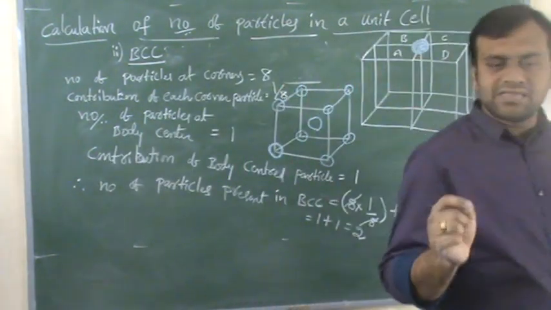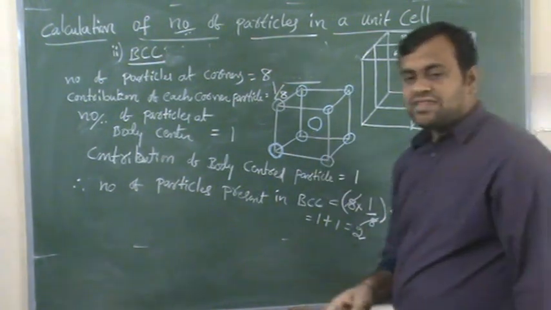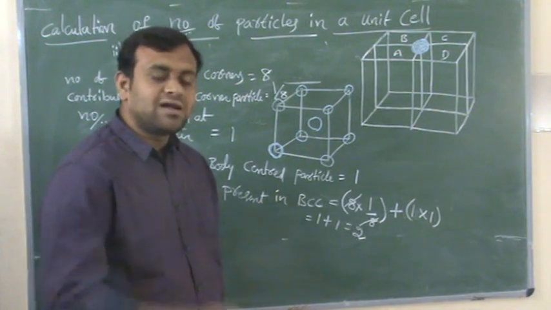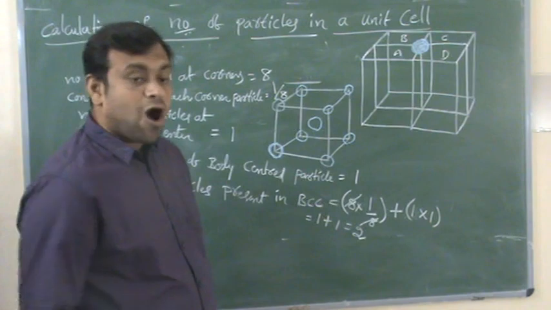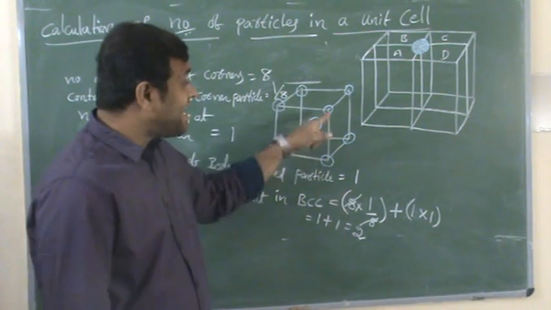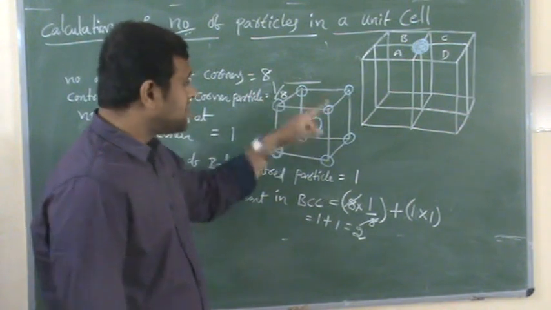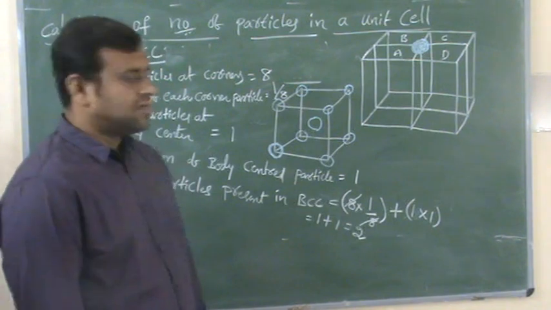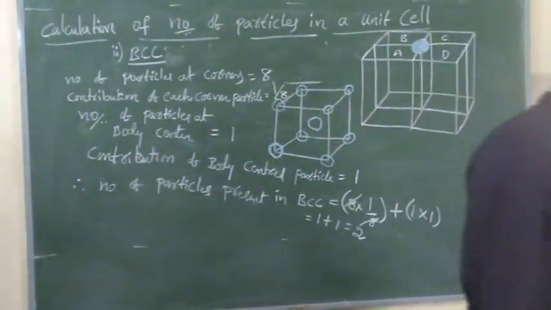Very, very important this concept is. So you have to remember in BCC how many particles are present. 2 particles are present, right? And how many lattice points are present? 8 lattice points are present. Sorry, 9 lattice points are present. 8 at corners and 1 at body center. Make a note of it.